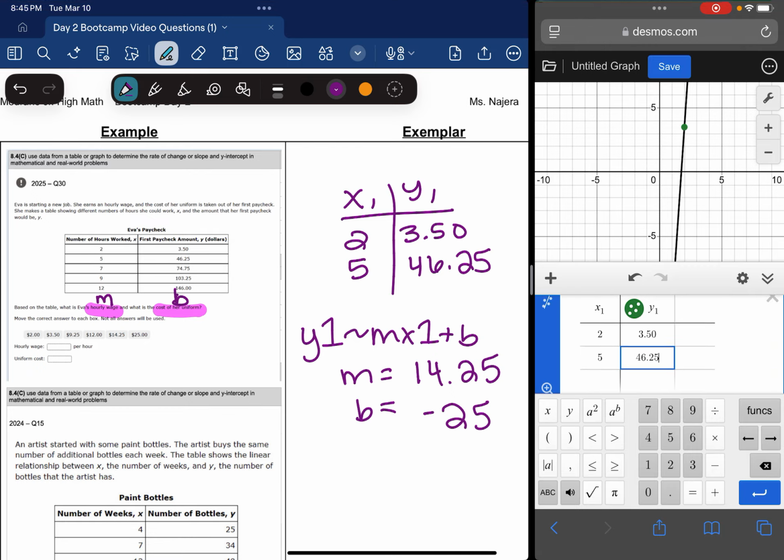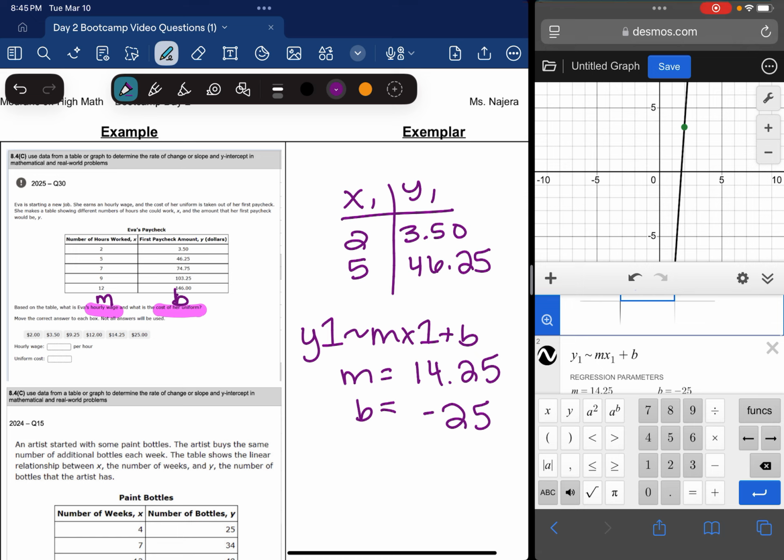However, if you actually pay attention to what it's talking about, she can't make a negative amount of money. So we'll turn that into a positive. Okay? Because a uniform cannot cost a negative amount of money. So in that case, our hourly wage would be $14.25, and our uniform cost would be $25.